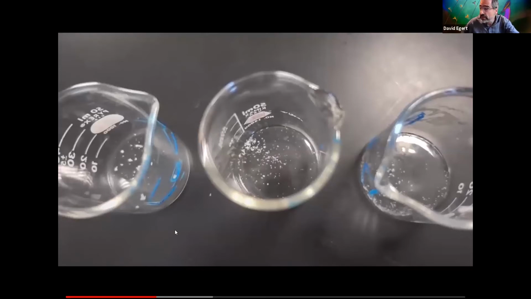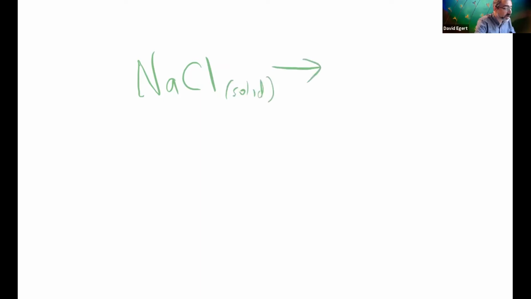Actually, let me just briefly, if I take sodium chloride as a solid, and I put it into water, into an aqueous solution, what is the sodium chloride going to become? It's going to dissociate into sodium ions and chloride ions. Yeah, exactly. It's going to be individual sodium ions, individual chloride ions.